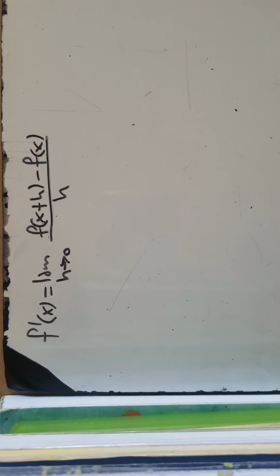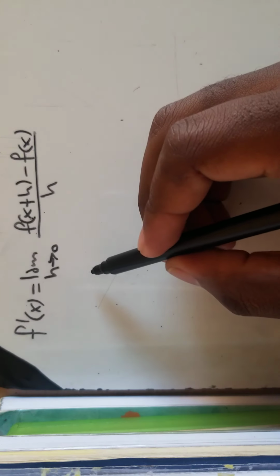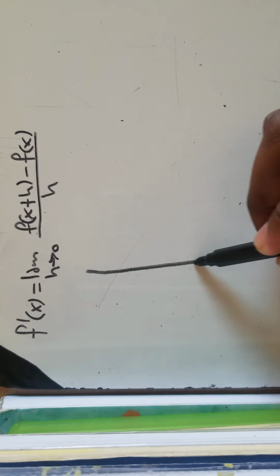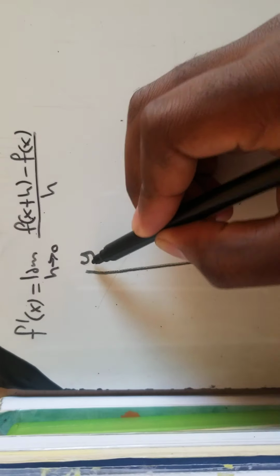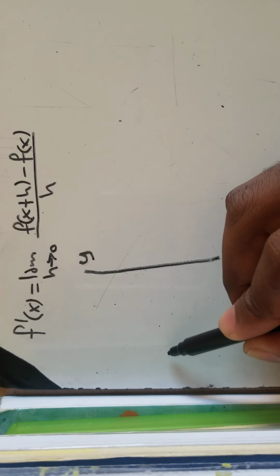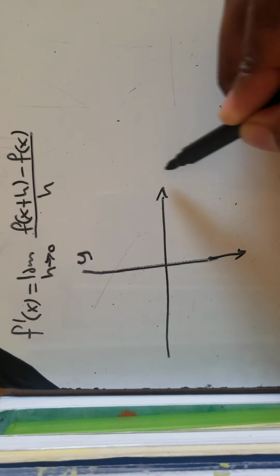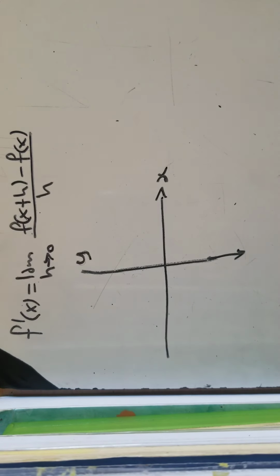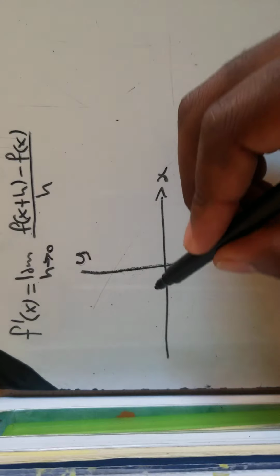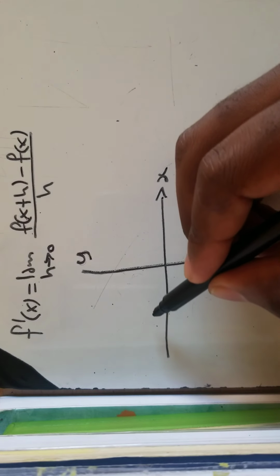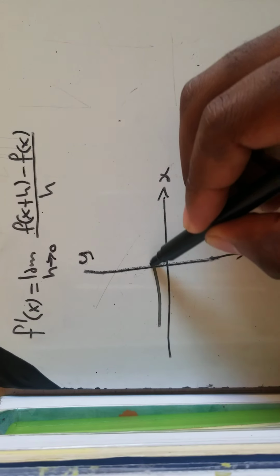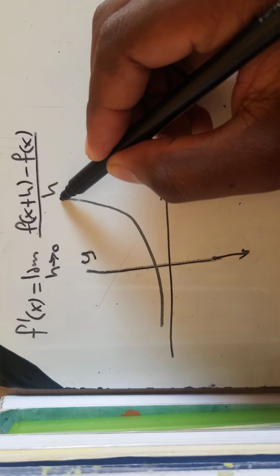Say for instance you have your y-axis and you have your x-axis. Let me extend this a bit. These are your x-axis and these are your y-axis. Now say you are given an exponential function, an increasing function, a function like this.